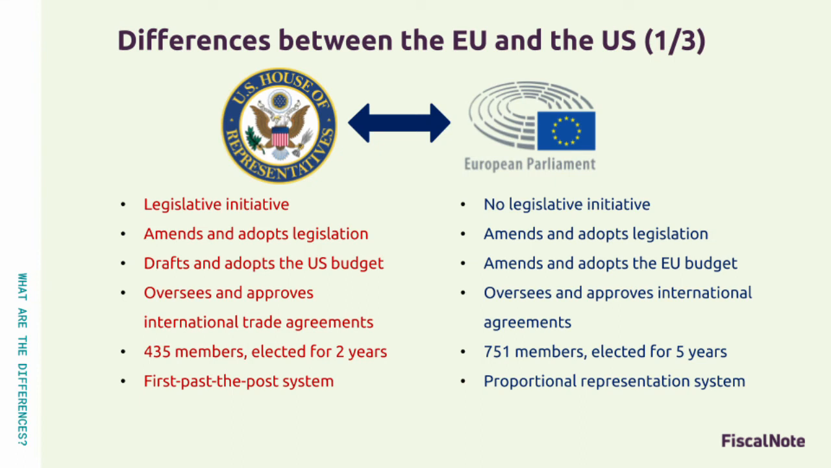But the big difference is that the European Parliament does not have legislative initiative. This is very different from other legislative branches in other states where MPs or members of parliament have the right to introduce legislation as well. The European Parliament does amend and then finally is part of the adoption of legislation, but it doesn't introduce it.